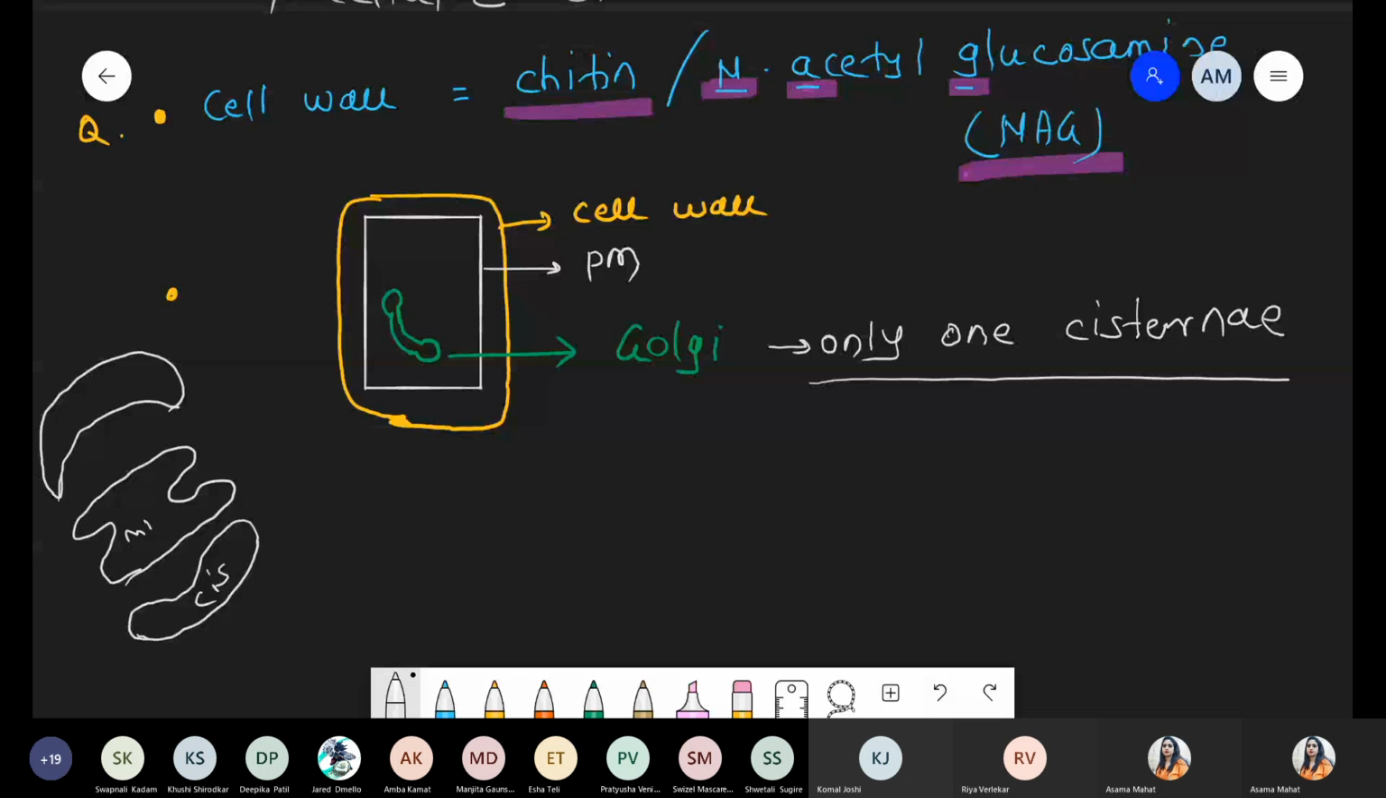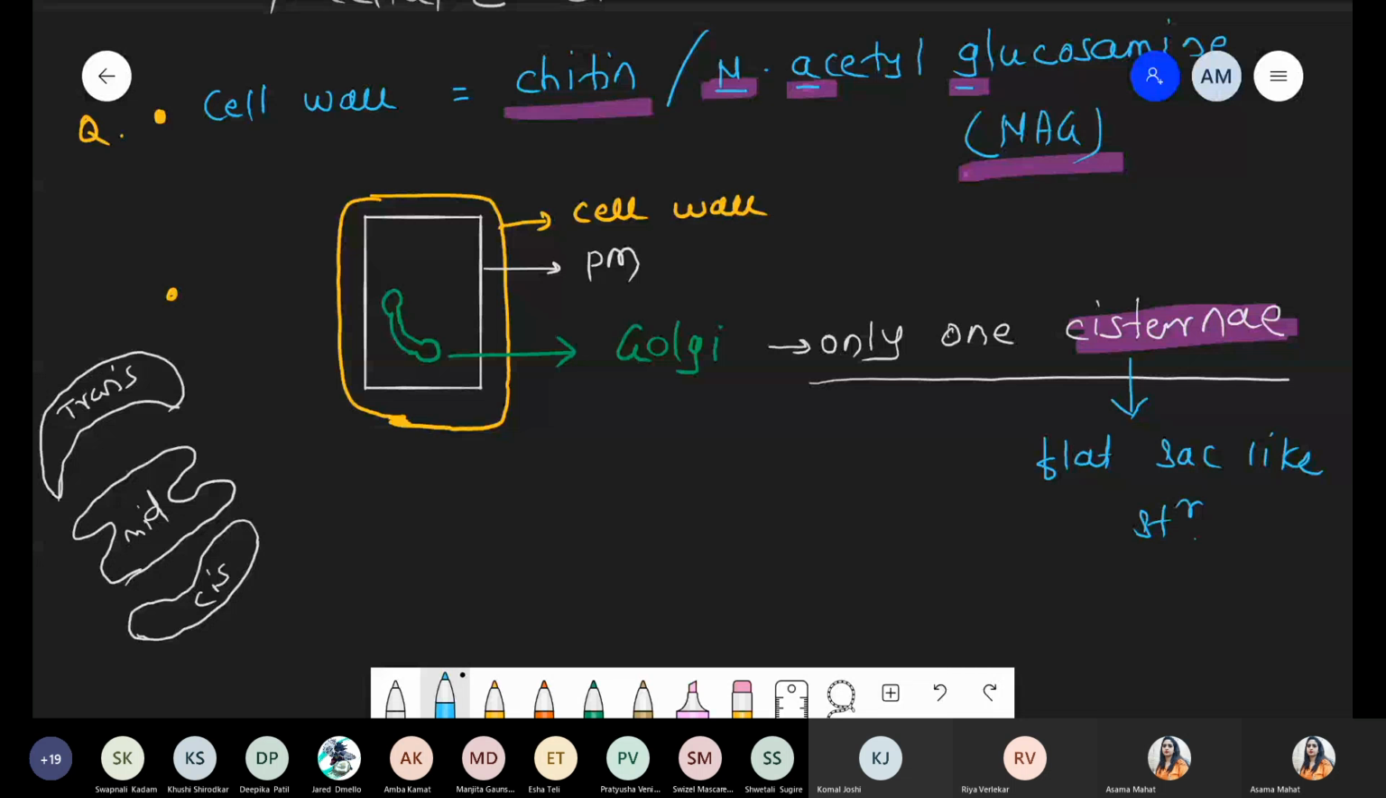What is the meaning of cisterni? Cisterni is nothing but a flat sac-like structure. But now if you see the Golgi which is present in this yeast body, only a single Golgi is present, a sac-like structure is present, and that's why we can say it is unicisterni, or a single cisterni structure is present. That's why we are specifically using the word only Golgi, not Golgi complex.